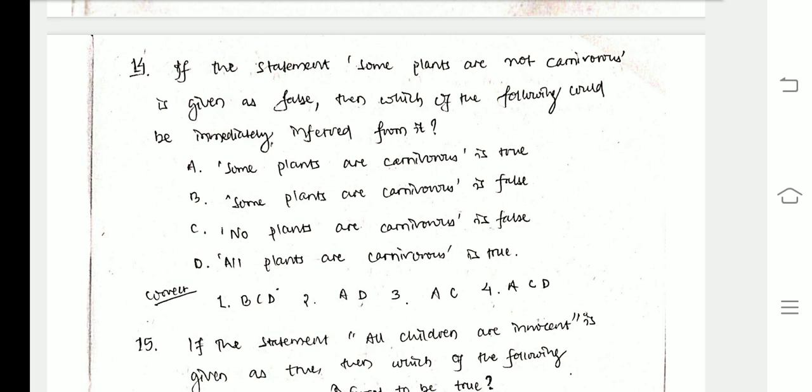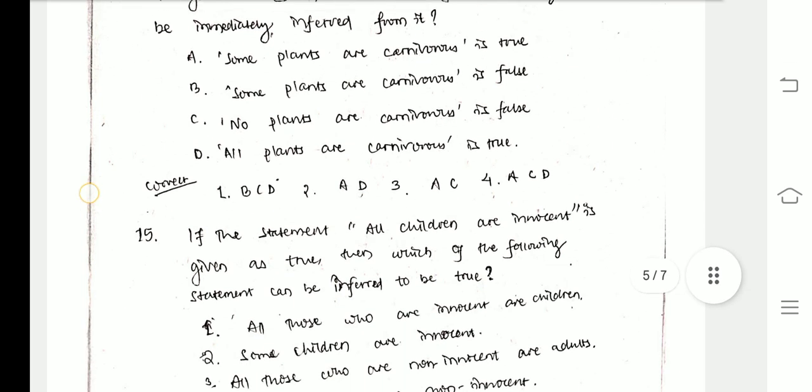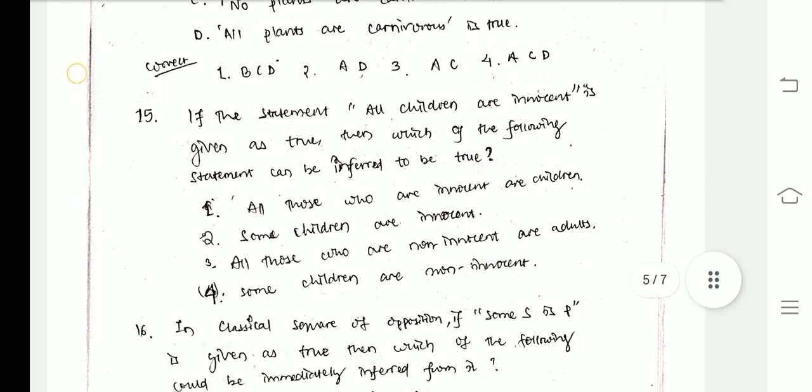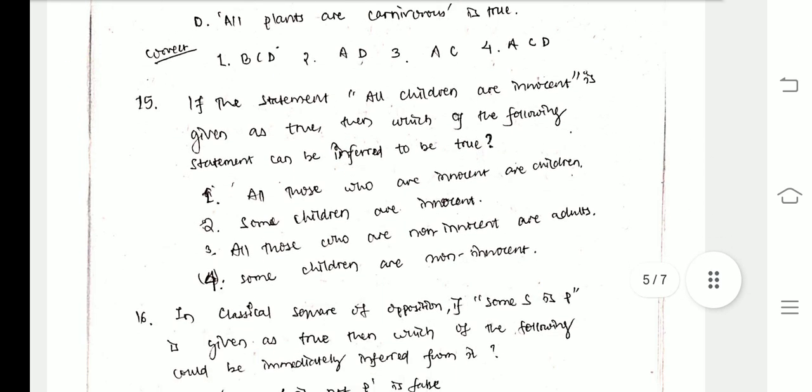Now we have to check the option, we have to see D line. "All plants are carnivorous" is true. As the O proposition is false, its contradictory is the A proposition. This is the A proposition, so this is true. So this will be taken. So we get the answer 4, ACD.